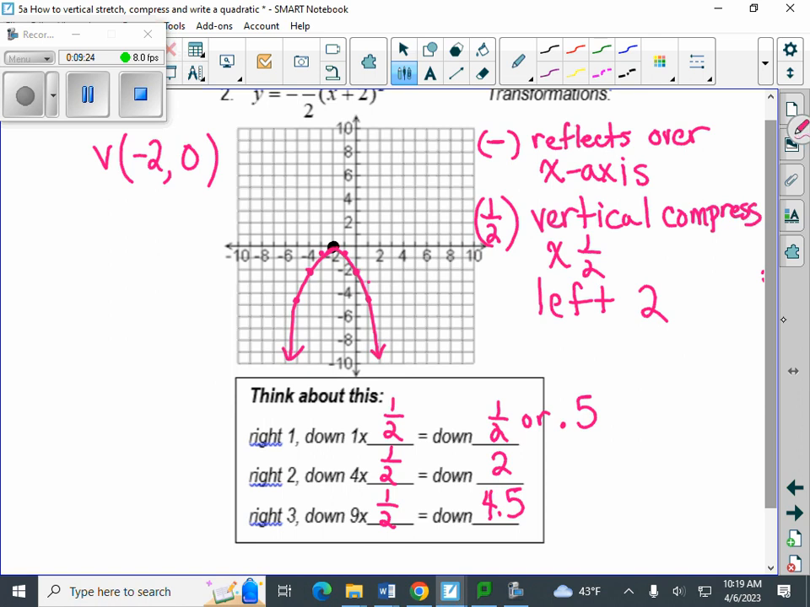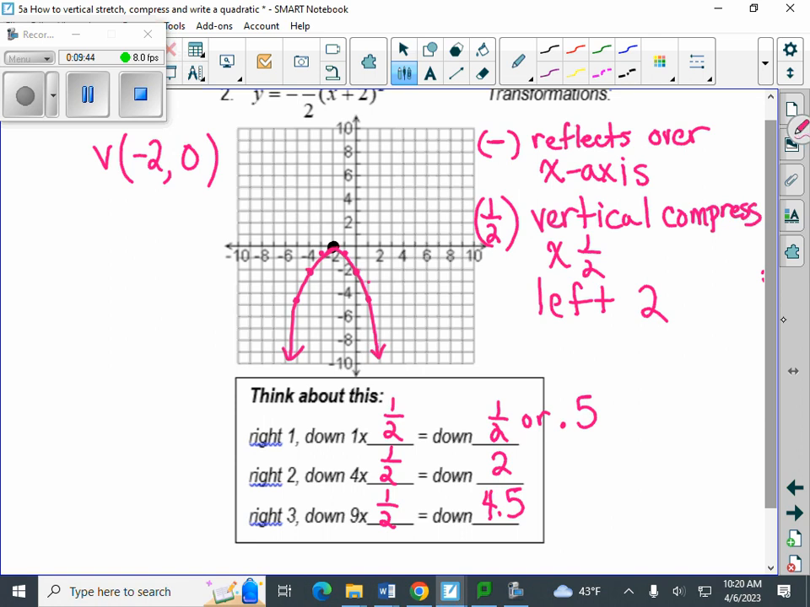We reflected over the x-axis. We vertically compressed the graph, and we moved our graph left 2. You can mentally check that with your list that you made to start the problem with your transformations.